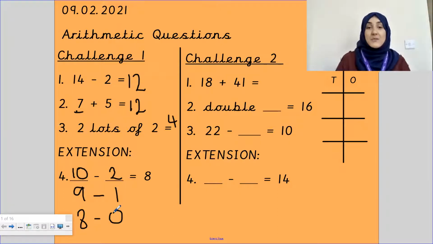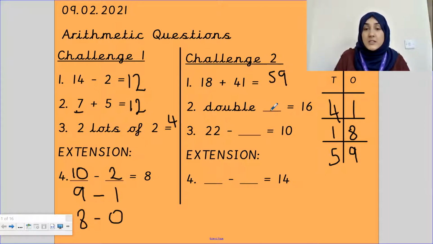Okay, now let's move on to challenge 2, question number 1. And I'm going to use my column addition for this question. So I'm going to start with a bigger number, which is 41, and I'm going to put 18 directly underneath, and then I'm going to count my ones first. So 8 add 1 equals 9. I've got 4 add 1, which equals 5. So 18 add 41 equals 59.